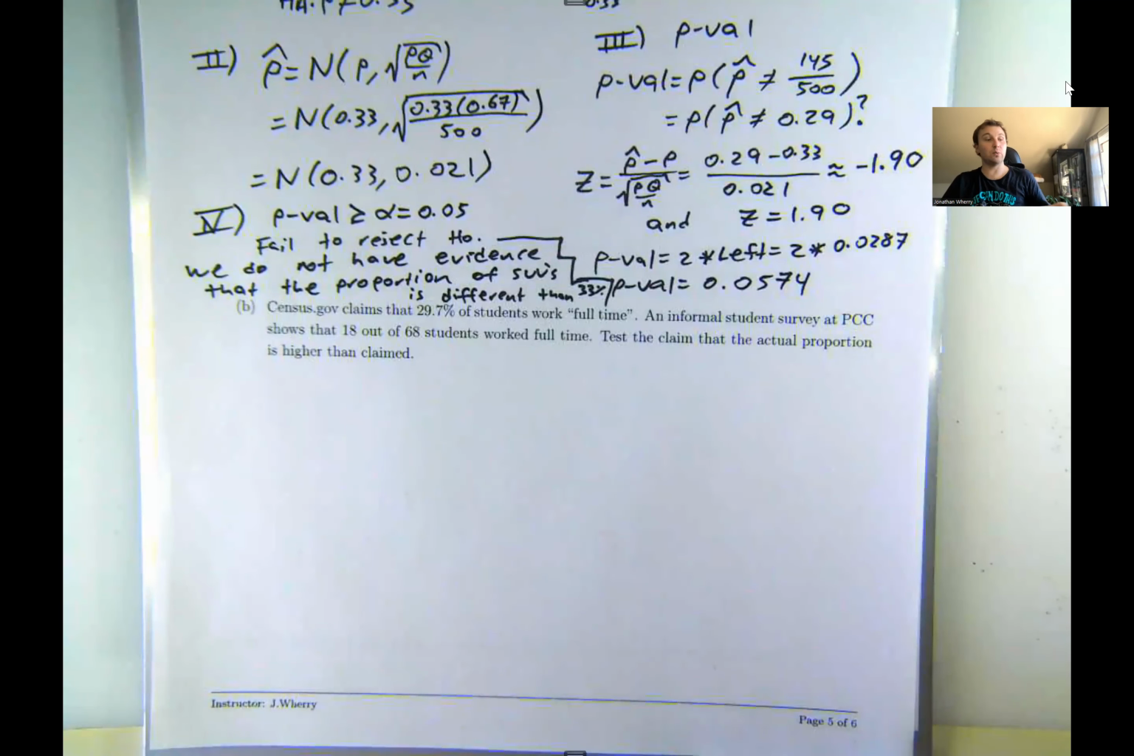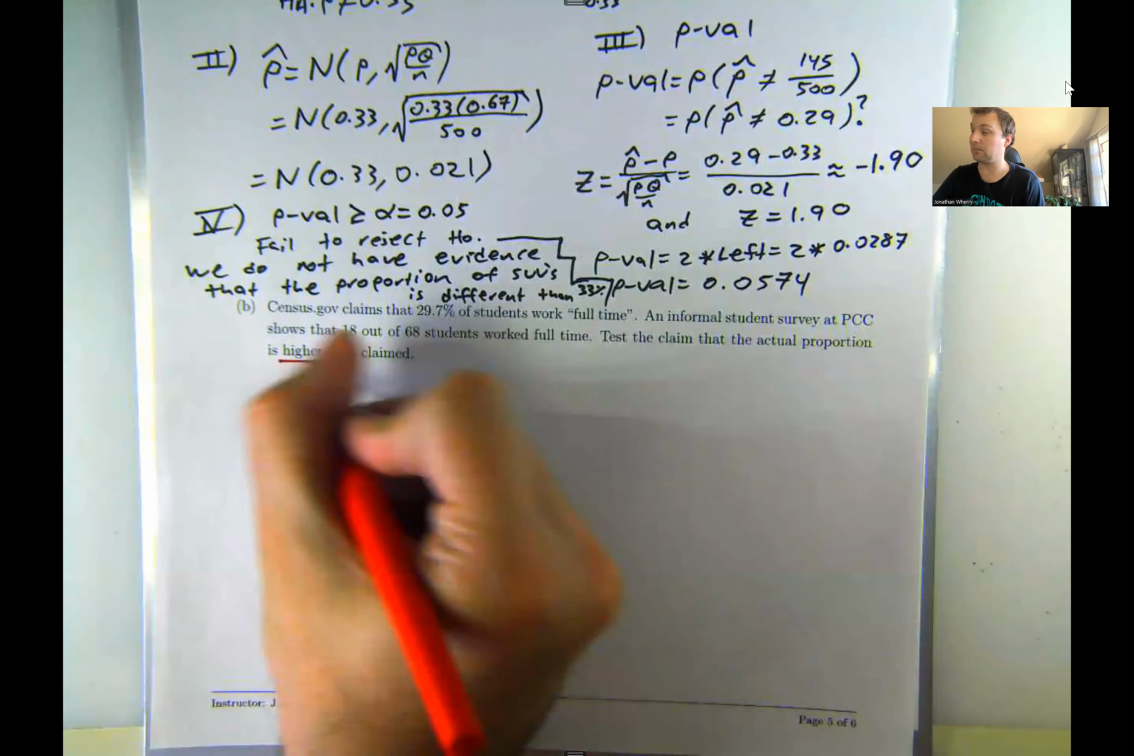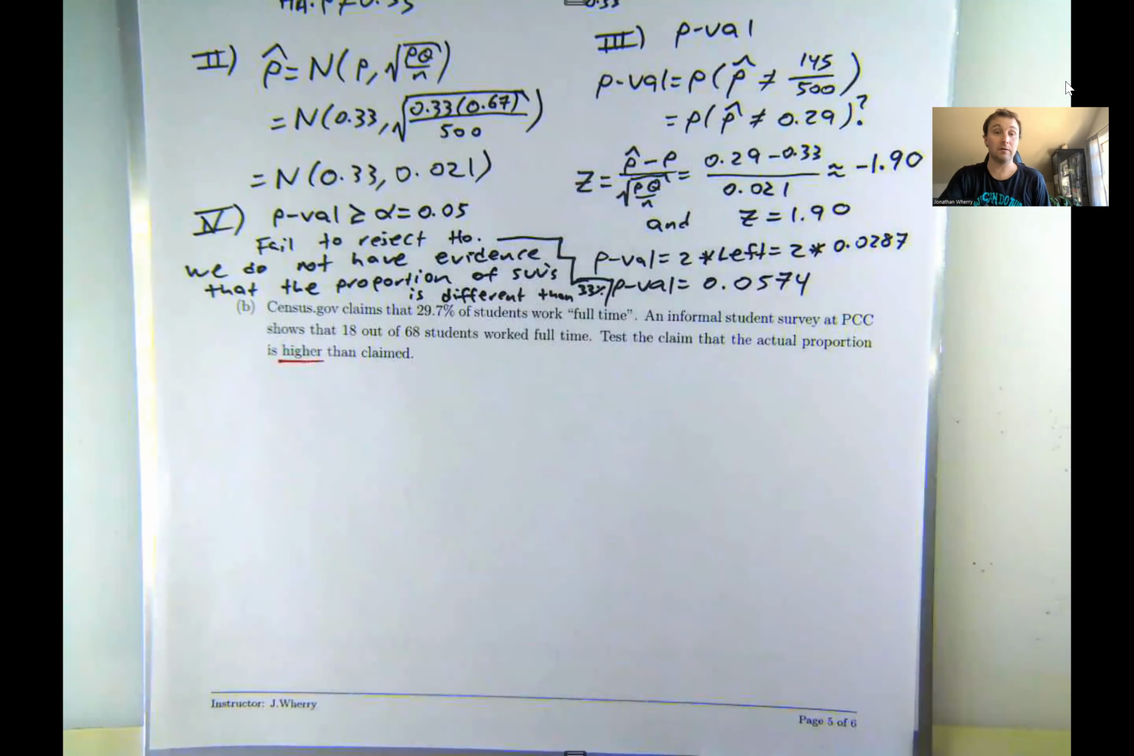Census.gov claims that 29.7% of students work full-time. An informal survey of PCC students shows that 18 out of 68 worked full-time. Test the claim that the actual proportion is higher than claimed. All right, first step.